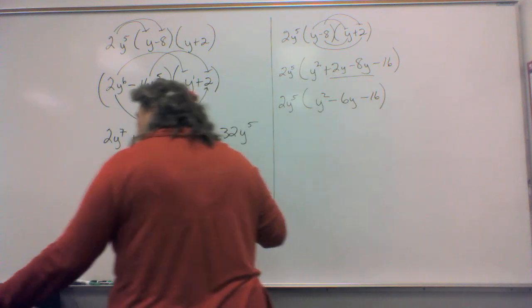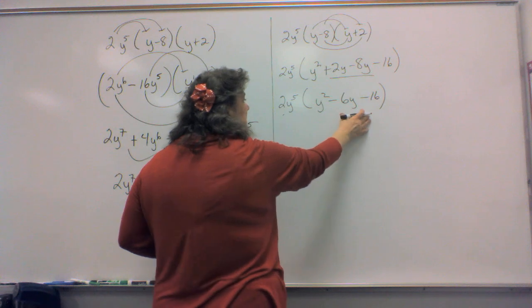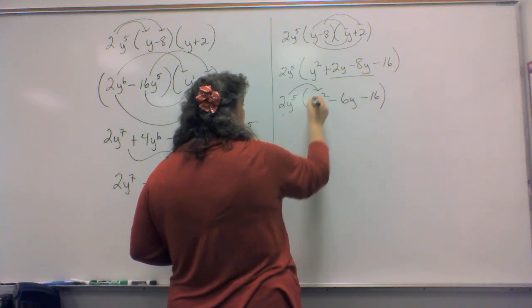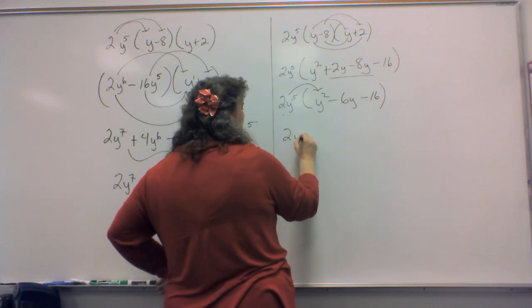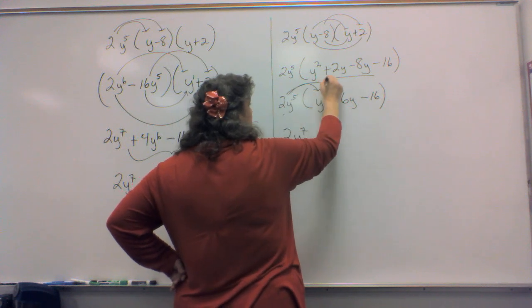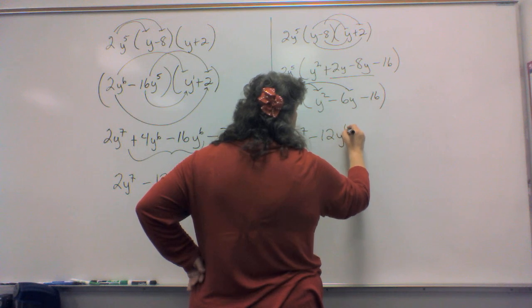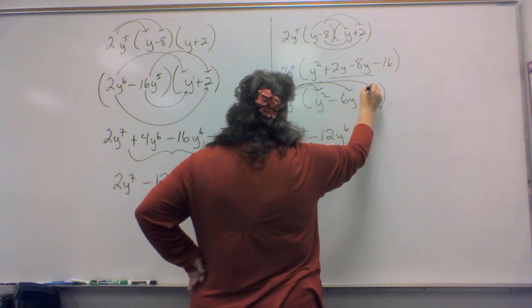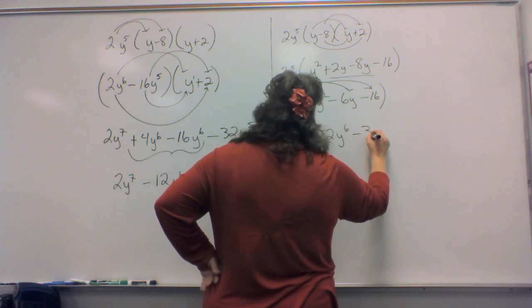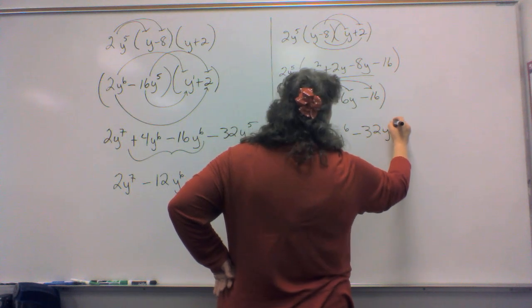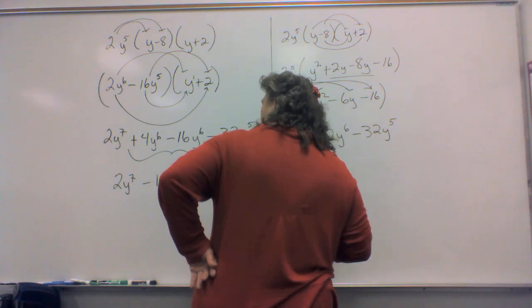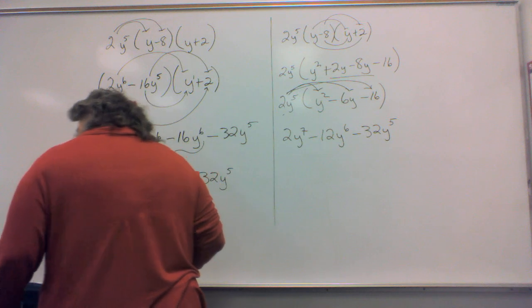Now we're going to multiply my monomial times the trinomial. So that gives me 2y to the seventh. This one times this is minus 12y to the sixth. And then that times that is minus 32y to the fifth. And it should be exactly the same, which it is.